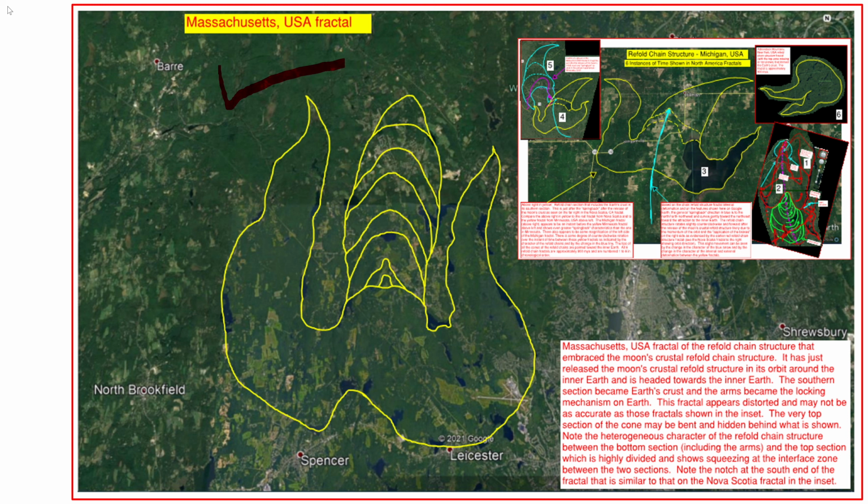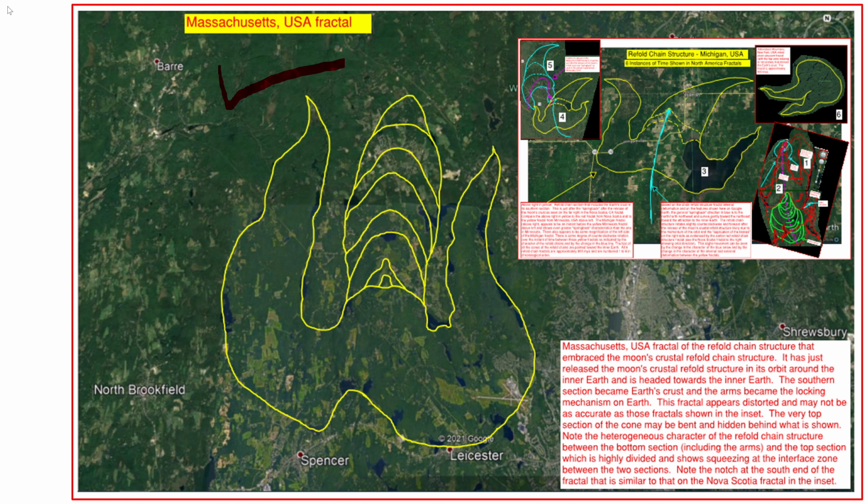The southern section became Earth's crust, and the arms became the locking mechanism on Earth. This fractal appears distorted and may not be as accurate as those fractals shown in the inset. The very top section of the cone may be bent and hidden behind what is shown. Note the heterogeneous character of the refold chain structure between the bottom section, including the arms, and the top section, which is highly divided and shows squeezing at the interface zone between the two sections. Note the notch at the south end of the fractal that is similar to that on the Nova Scotia fractal on the inset.